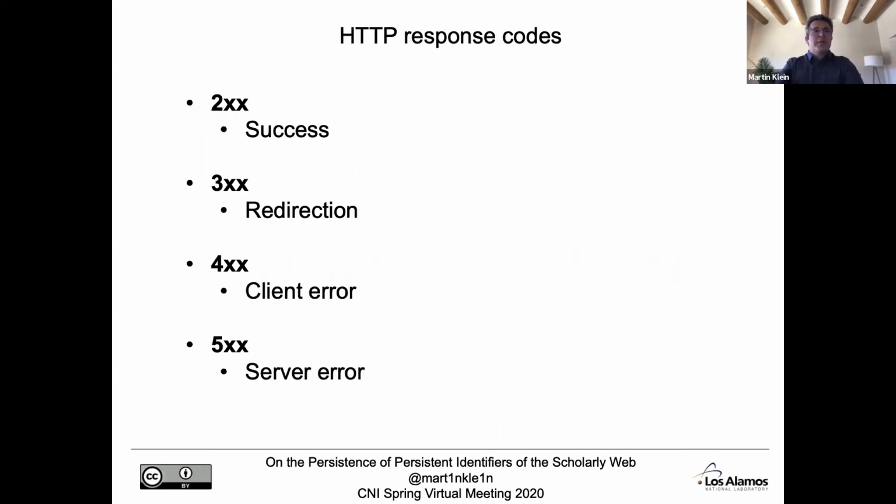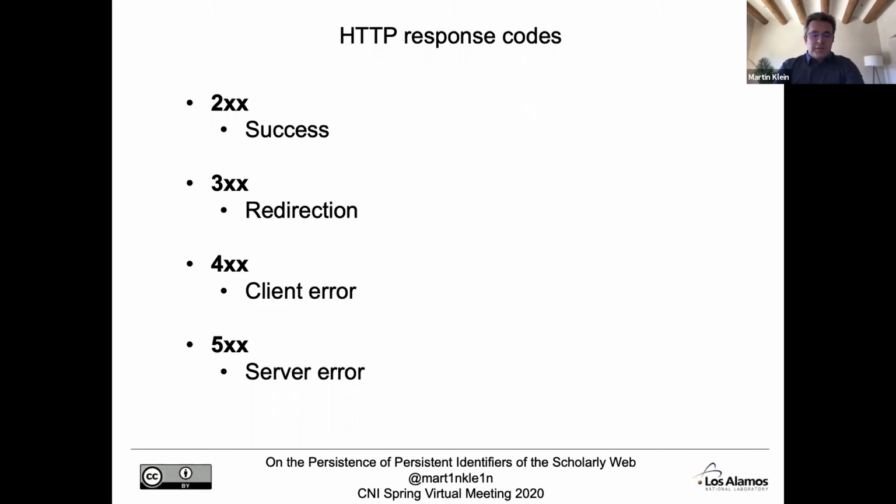And just as a reminder for everyone, there are a number of response codes that we can observe. The 200 level response codes indicate success of the HTTP transaction. 300 level indicates some sort of redirection, so there will be another link to be followed. The 400 level response code indicates some sort of error happening on the client side, and the 500 level response code indicates an error on the server side.